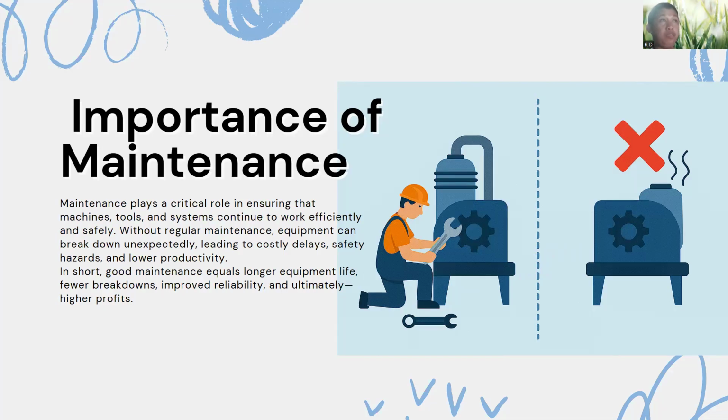Why is it important? Because regular maintenance prevents unexpected breakdowns, increases the lifespan of equipment, reduces repair costs, and improves safety in the workplace. For example, think about a delivery company. If their vehicles aren't regularly maintained, like checking oil or brakes or tires, it could lead to breakdowns and delay shipments or cause accidents. So there should be proper maintenance to prevent that.